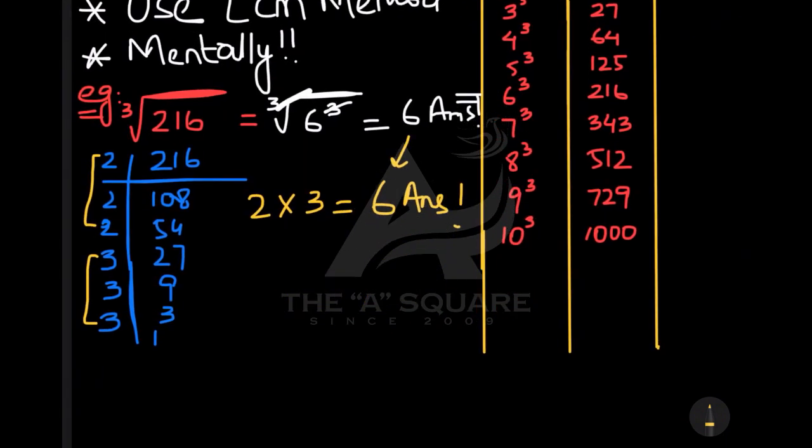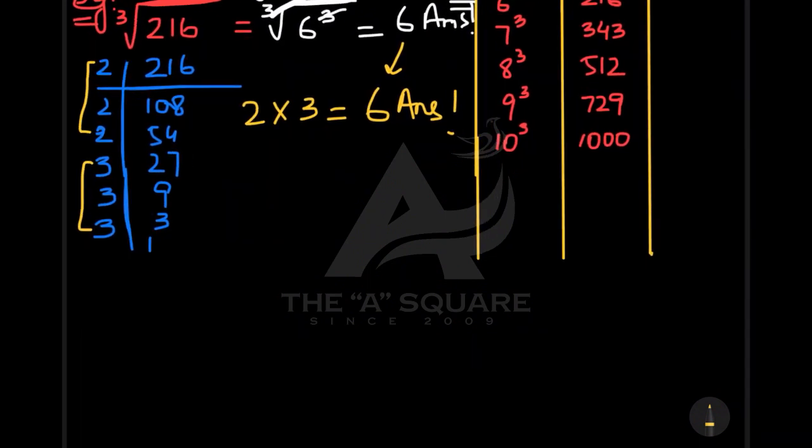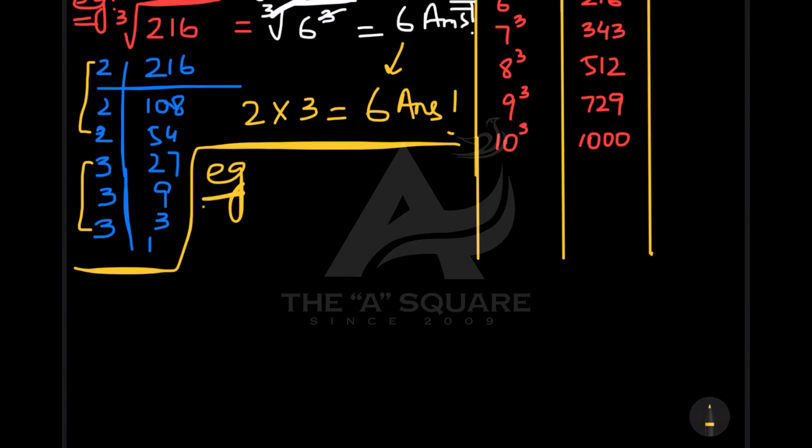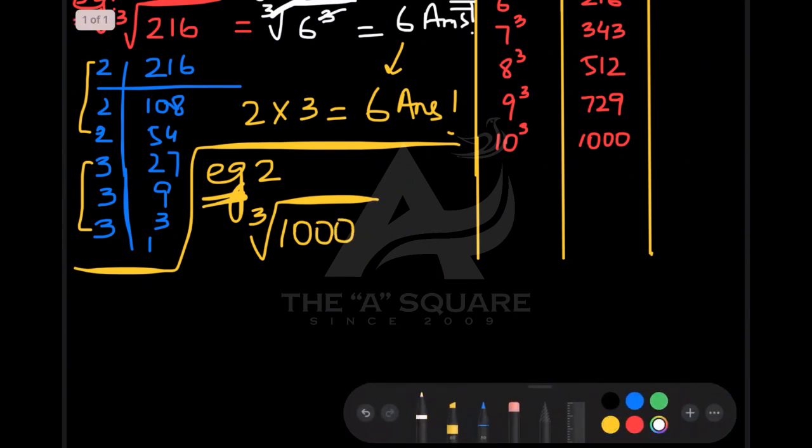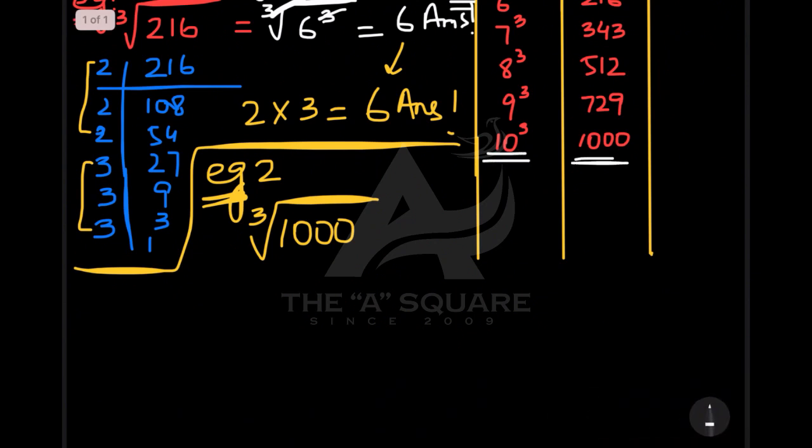Now, moving on to another example. For example, you need to calculate the cube root of 1000. If you have learned this table, we can easily identify that 10 cube is 1000. Then I'm writing 1000 as 10 cube. The cube root as it is. The cube root and the cube cancel out. 10 is your answer. Or use an LCM.